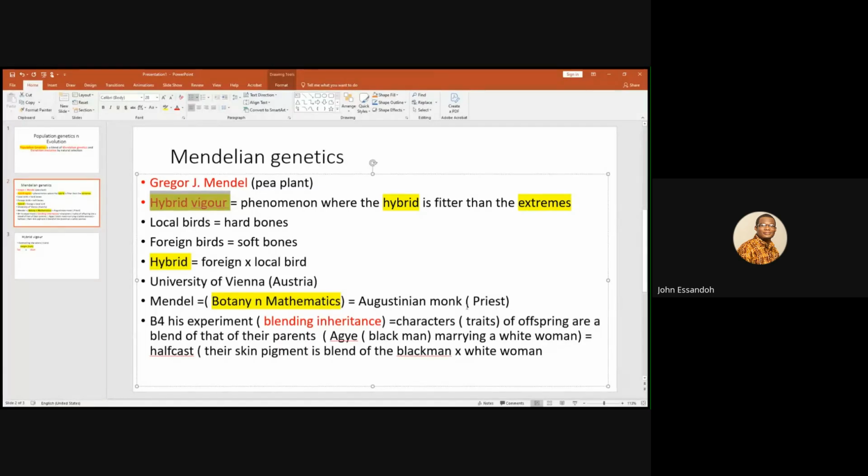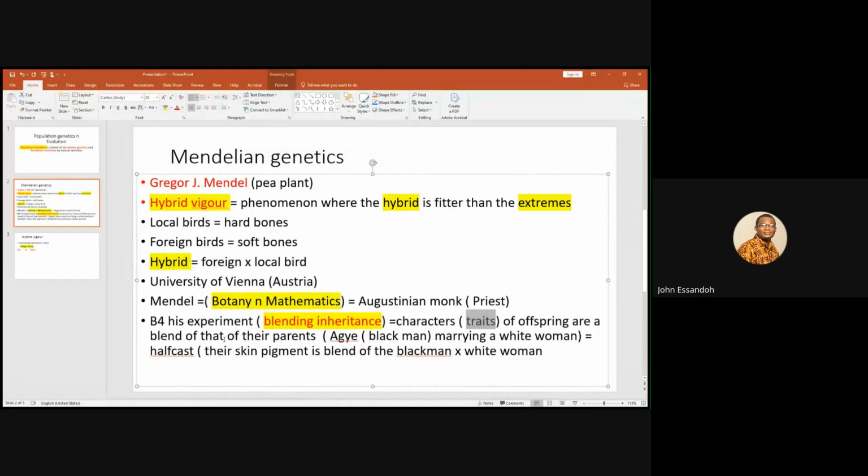And before he started his experiment, there was already an existing theory, and that theory in existence was called blending inheritance. And what is blending inheritance? What blending inheritance simply means is that the characters or the traits of offspring are a blend of that of their parents.